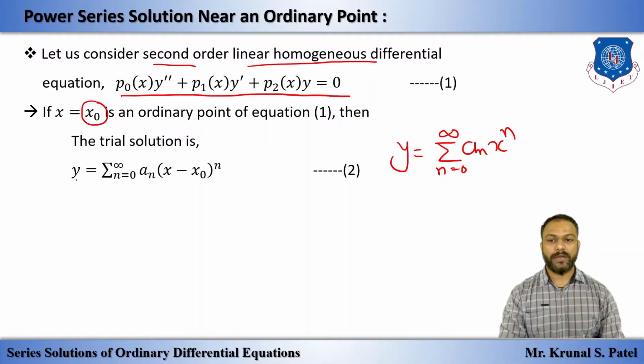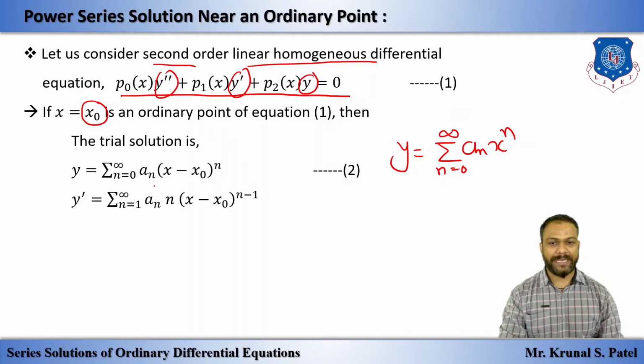Now we will differentiate this y with respect to x two times because we need y dash and y double dash, and this is our trial solution. We are just taking this solution as a trial. We have this y here, so we will find y dash, that means sigma as it is, a n as it is, and one power forward and power minus. But if we put n is equal to 0 here, this term becomes 0, so we will start with sigma n is equal to 1. You have to remember that in y dash we start with n is equal to 1.